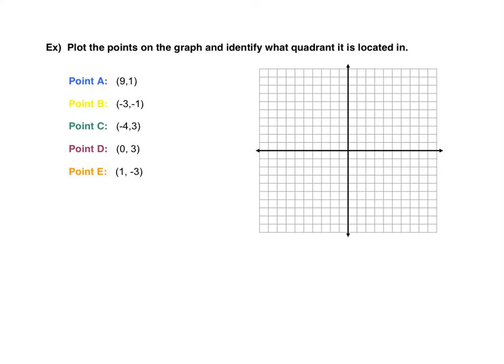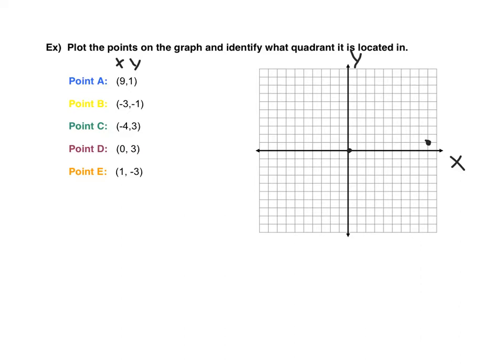So here in this example, write this down. We want to plot the points on the graph and identify what quadrant they are located in. So remember to run before you jump. The first number is the x, the second is the y. So you'll probably need to get graph paper to do this. So you're going to go over, run to 9, start in the middle, and go over to 9, and then up to 1.